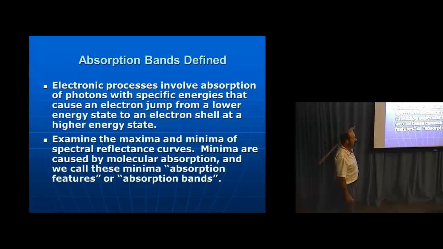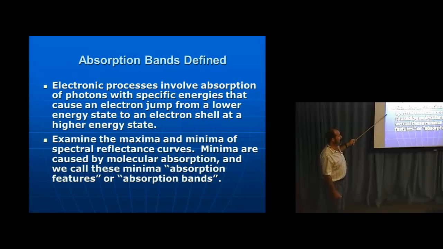Okay. So let's talk a little bit about absorption bands and what causes them. Electronic processes within molecules involve absorption of photons with specific energies. They cause electrons to move around from a lower energy state to a higher energy state, and that can only happen at certain points. If you know about chemistry and quantum mechanics and those kinds of things, which I don't know much about, you'll know that there are only certain places those electrons can go, and so they absorb certain amounts of energy.